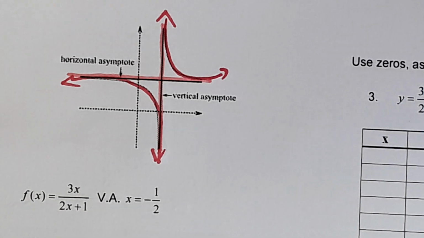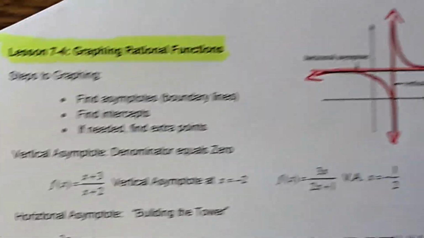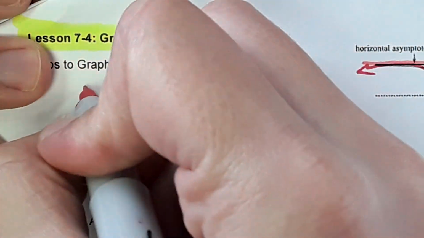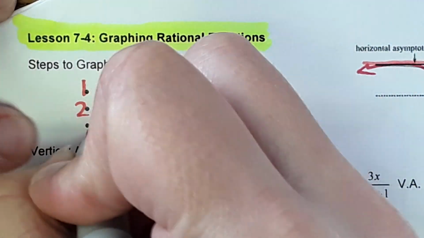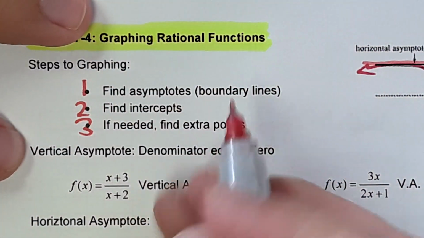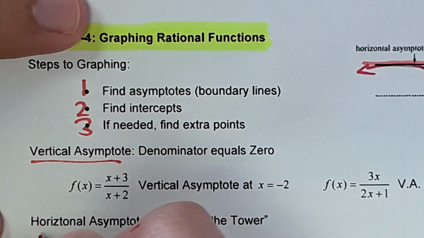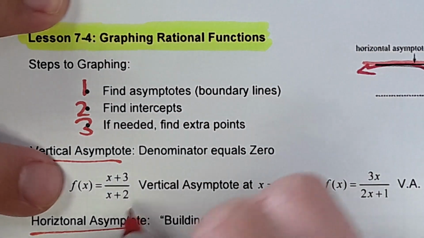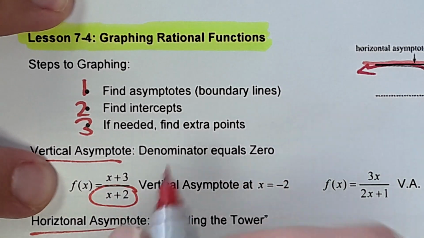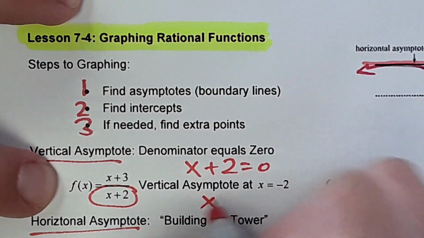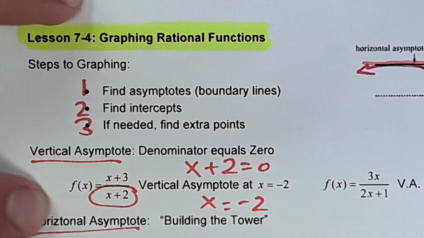We break it up into parts. Here are the steps over here. Find the asymptotes, which we're going to do first, find the intercepts, and then find extra points if needed. So there are the 3 steps. First is to find the asymptotes. There's going to be a vertical asymptote and a horizontal asymptote. For the vertical asymptote, all we do is take the denominator, set that equal to 0, and then solve for x. So x equals -2 in this example.